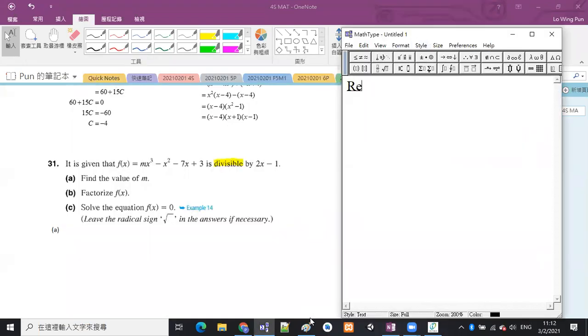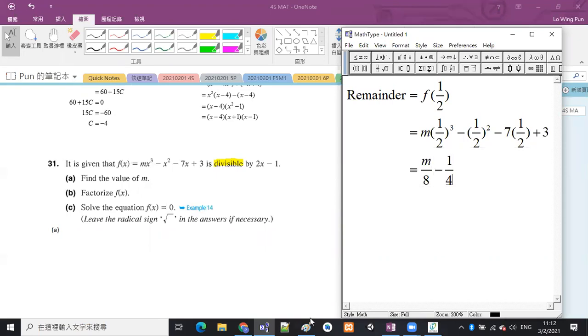Remainder is calculated by f of a number. Divisor is 2x minus 1, so the number should be 1/2. And it is calculated by this formula: m times (1/2) cubed minus (1/2) squared minus 7 times 1/2 plus 3. So that should be m/8 minus 1/4 minus 7/2 and then plus 3. And then you just simplify the numbers, and that should be -3/4.